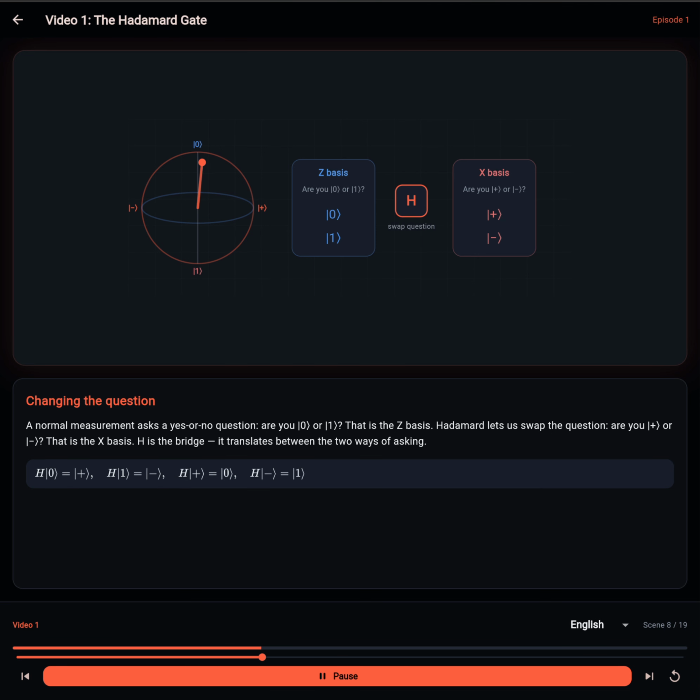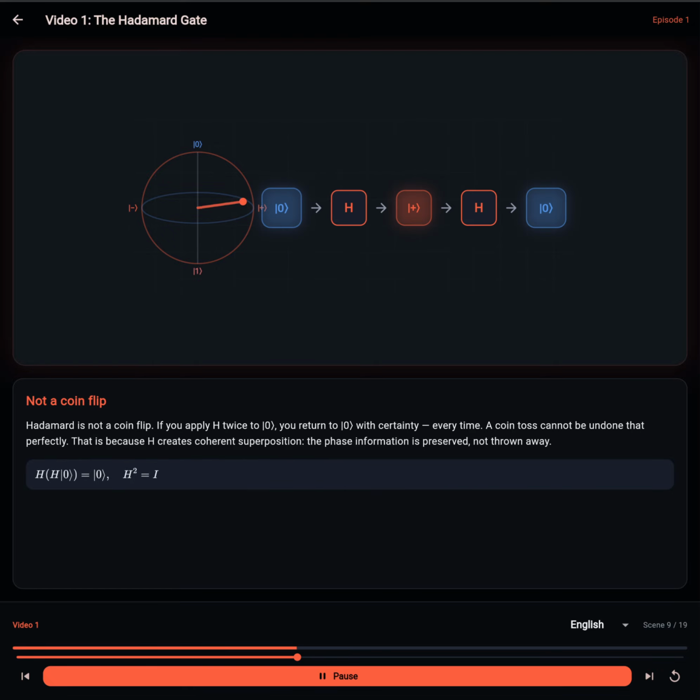A normal measurement asks a yes or no question. Are you 0 or 1? That is the z basis. Hadamard lets us swap the question. Are you plus or minus? That is the x basis. H is the bridge. It translates between the two ways of asking.